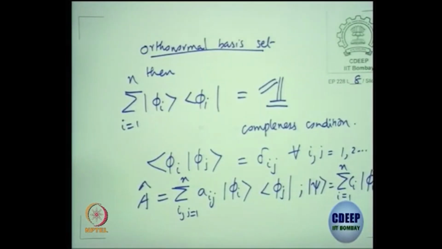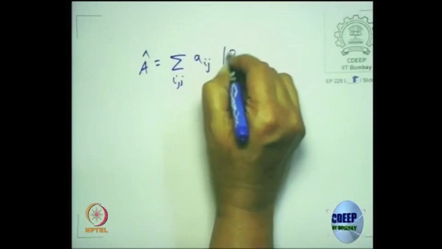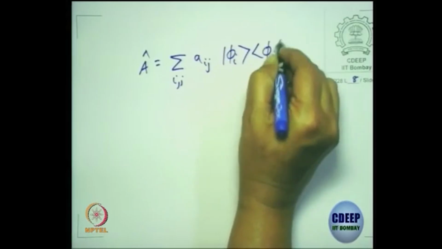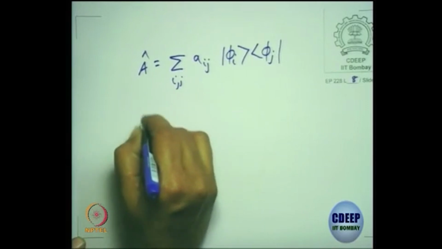This is clear? Play around between Dirac notation and your familiar matrices in a two-dimensional vector space and 2 cross 2 matrices. If you are clear about this, you can do any 3 cross 3, n cross n. What happens to functions of operators? Suppose I write an operator A as summation over i, j of a_ij |phi_i><phi_j|.